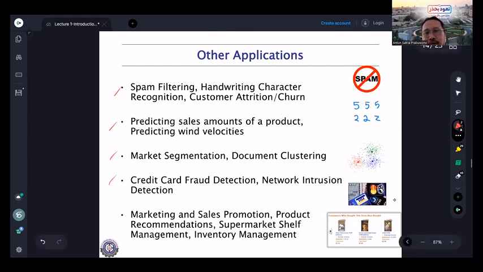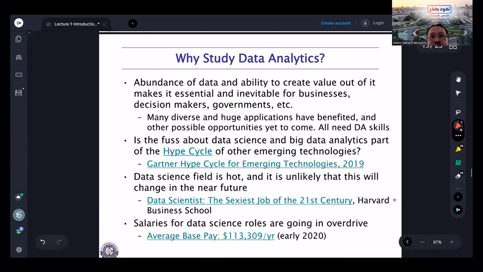Even if you want to recognize whether a credit card transaction is a fraud or not, we can use data analytics applications. And for network intrusion detection, or network attacks, we can identify or recognize them by using data analytics as well. And also marketing and sales promotion, product recommendation, supermarket shelf management, even inventory management.